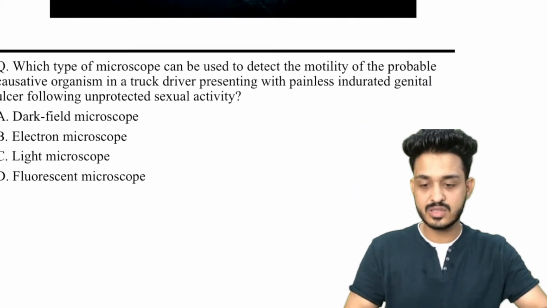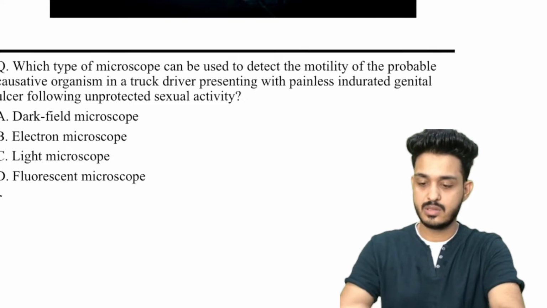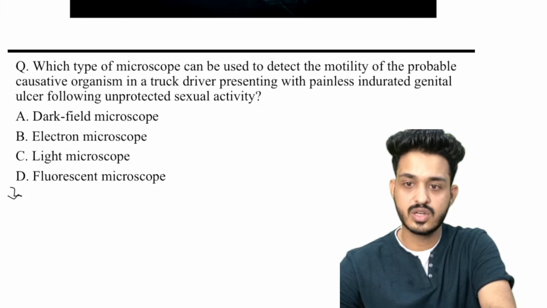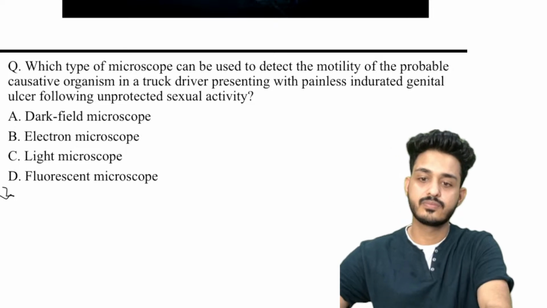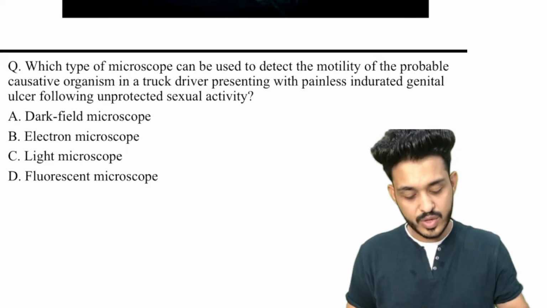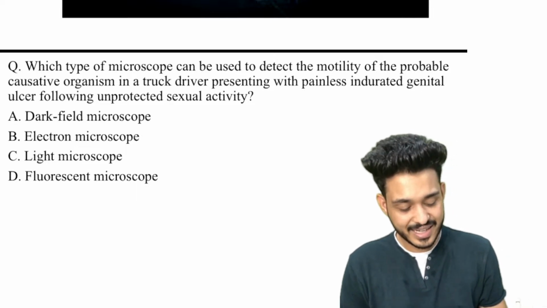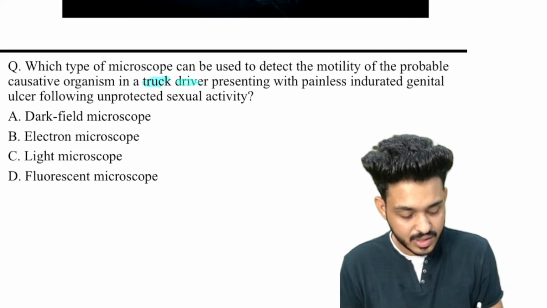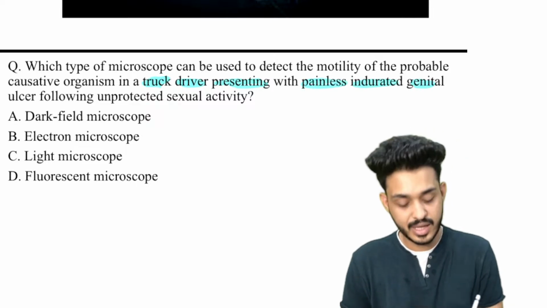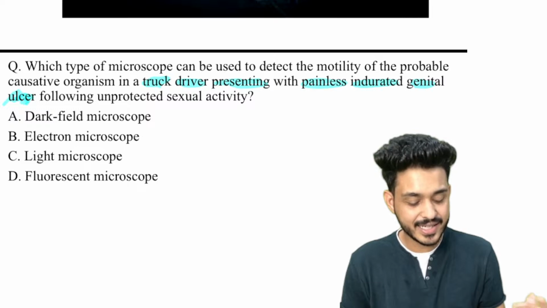Question number one that we are going to do. Try to answer, guys. Which type of microscope can be used to detect the motility of the probable causative organism in a truck driver? First of all, try to understand what the question wants to know. The truck driver is presenting with a painless indurated genital ulcer after an unprotected sexual intercourse.